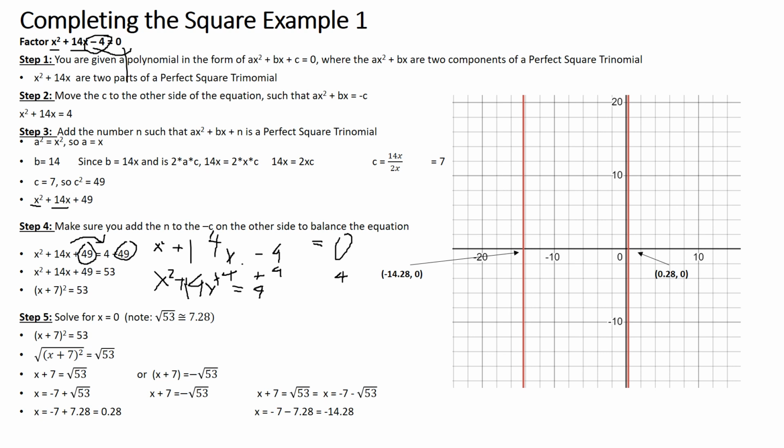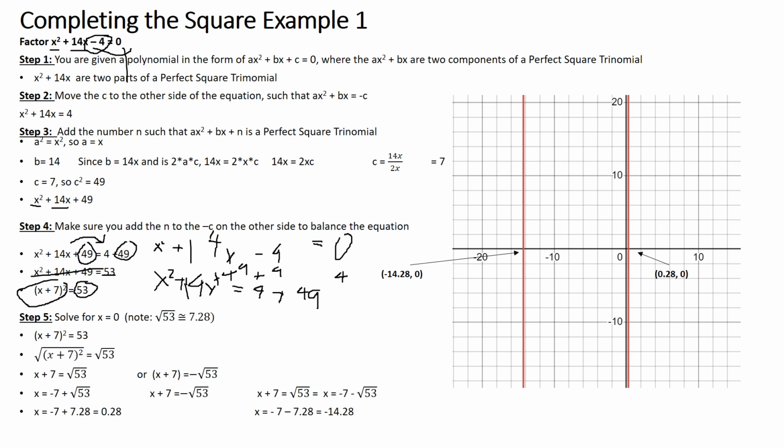But if I add 49 here, I have to add 49 to the other side. So what I've got is x squared plus 14x plus 49 on the one side equals 4 plus 49, which is 53. And since it's a perfect square trinomial, I can rearrange this as (x plus 7) squared equals 53. Now, as I said, algebra means balance. Whatever you do to one side, you do to the other.